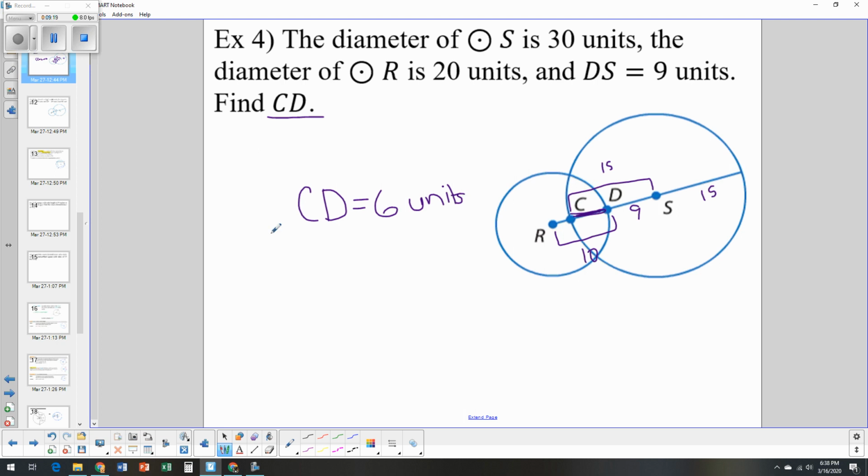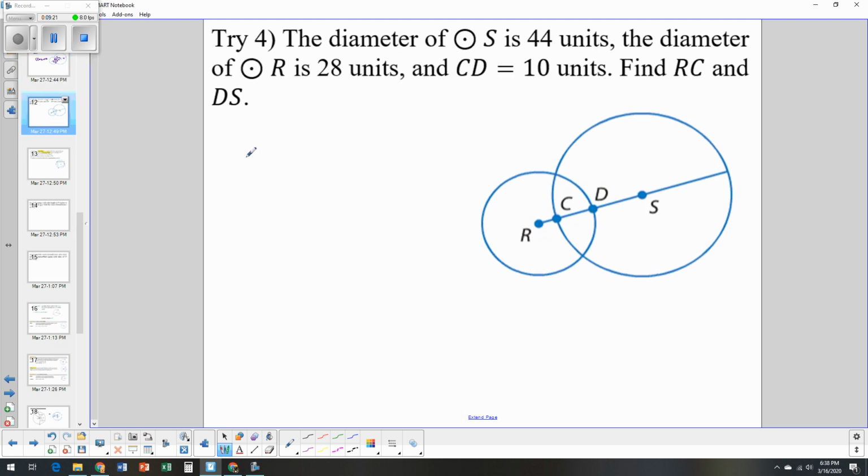All right, so you're going to actually try the next one, which is very similar. They're telling you the diameter of this circle here, S, is 44 units. The diameter of circle R, this one here, is 28 units. And CD, so now this part between them, is 10. So you're going to find both RC and DS. So pause when you're ready, and when you're good to go, you can look at the answer. All right, so we get RC is 4 and DS is 12, and both of those are just in units.